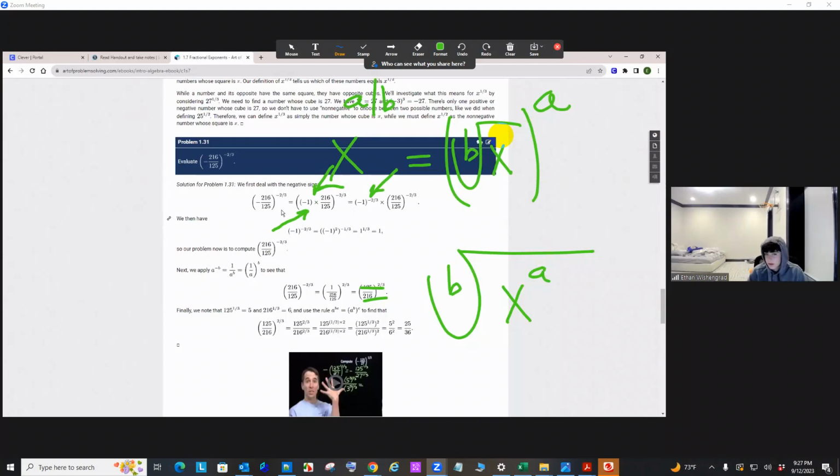The negative sign, of course, means that it goes downstairs, right? X to the negative a means 1 over x to the a. These exponent rules can get very, very intimidating, but if you literally just apply them one step at a time and piece them out, they're doable.